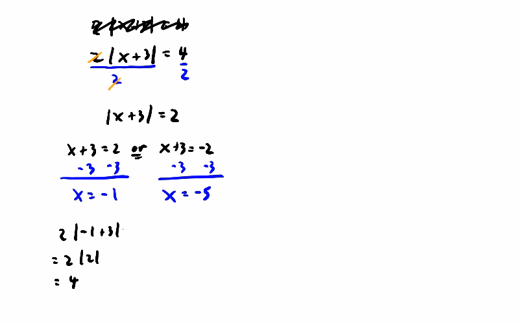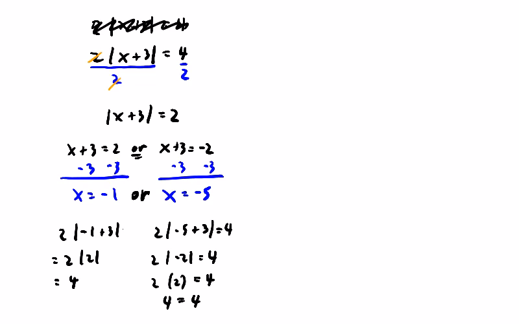Now let's look at the second solution. Let's consider -5. So 2 times the absolute value of -5 plus 3 must equal 4. This time we get 2 times the absolute value of -2 must be 4. The absolute value of -2 is just 2, so 2 times 2 must equal 4. So 4 does in fact equal 4. So that value works out as well. So either -1 or -5 will be solutions to this particular problem.